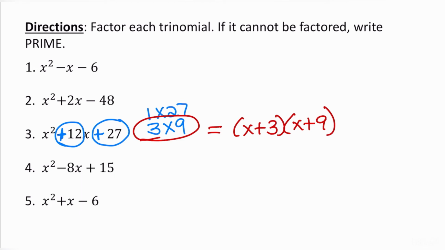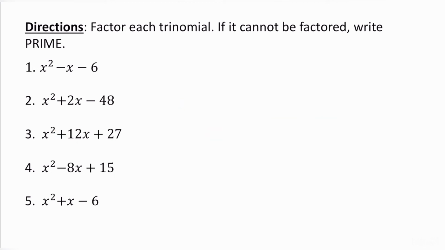Go ahead and see if you can do number 4 and number 5 by yourself. Pause the video and then press play when you're done. In question number 4, it has to multiply to give me positive 15, and it has to add to give me negative 8. So what multiplies to give me 15? 1 times 15 and 3 times 5.